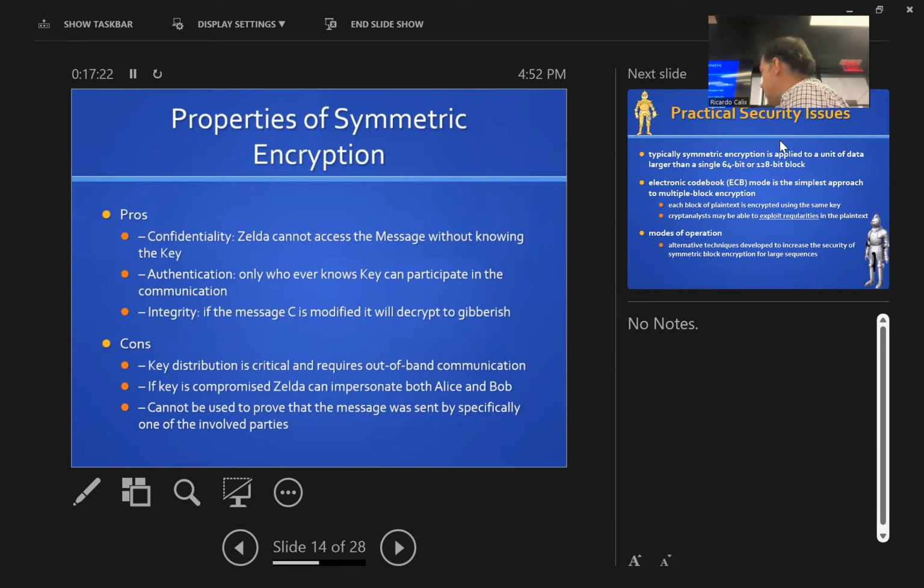If the key is compromised, then Zelda can impersonate Alice or Bob. You're sending a message across the world, they intercept it, they have the key, and they can change it, which basically means they're impersonating either one. It also cannot be used to prove that the message was sent by one specific party involved, so the non-repudiation issue is also not addressed by symmetric encryption. We need better tools for that. Any questions, guys?